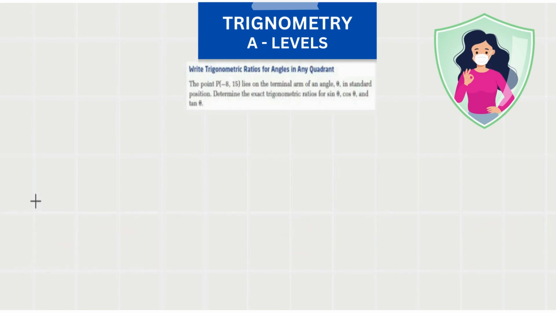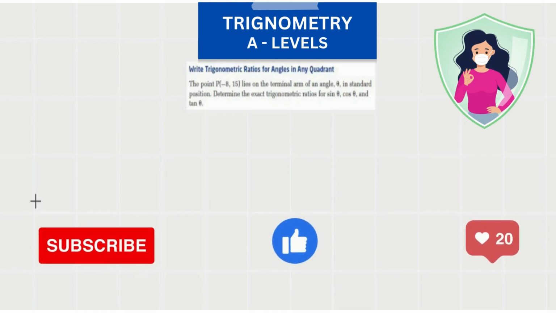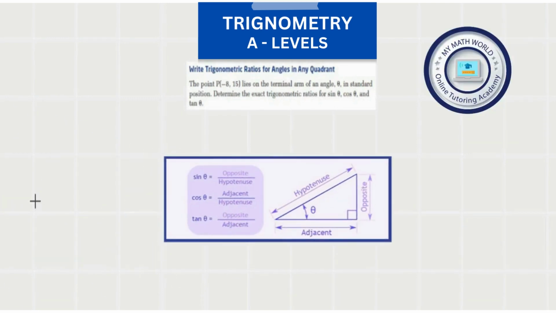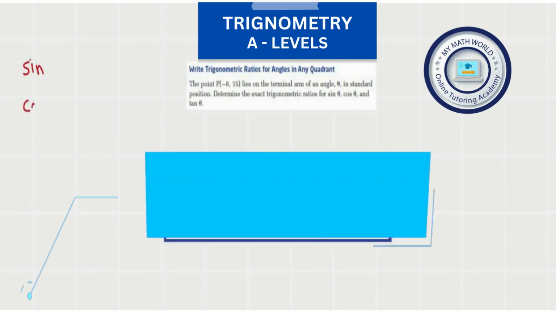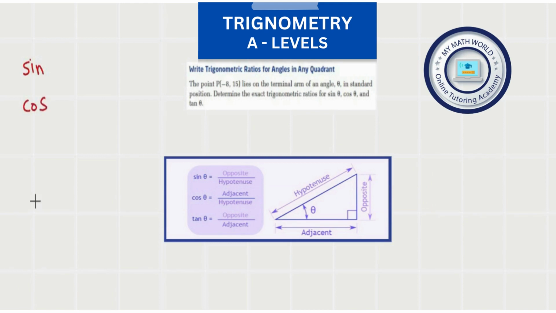Okay students, so today we have a new topic which is trigonometry. So let me first introduce trigonometry to you. In trigonometry we mainly have three common ratios. First is the sine ratio, second one is the cos ratio and third one is the tan ratio.